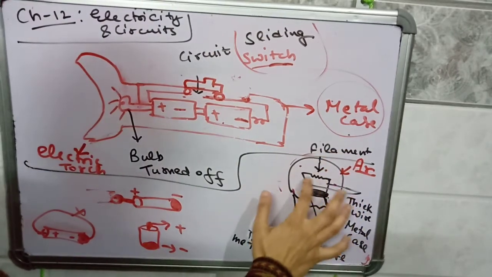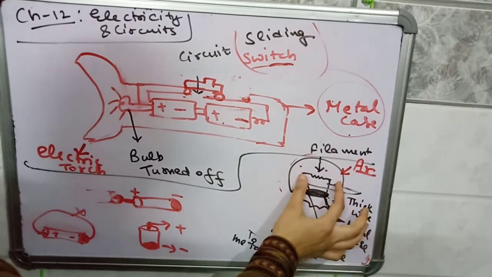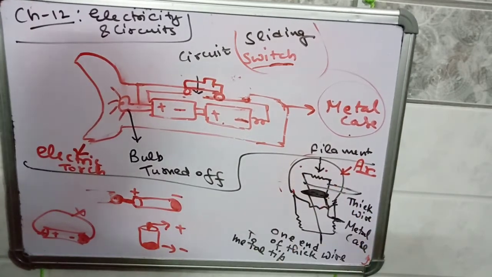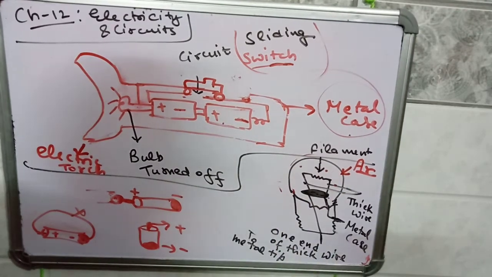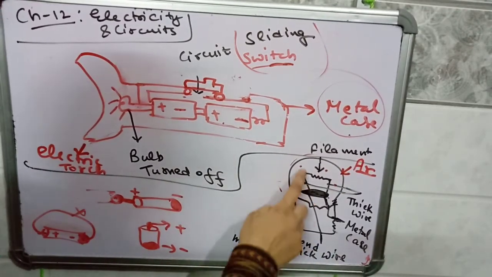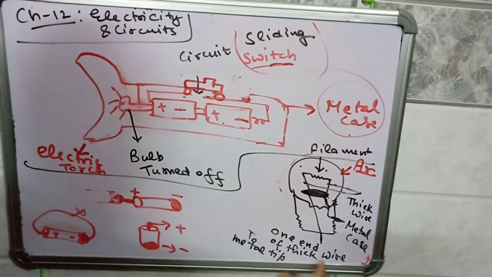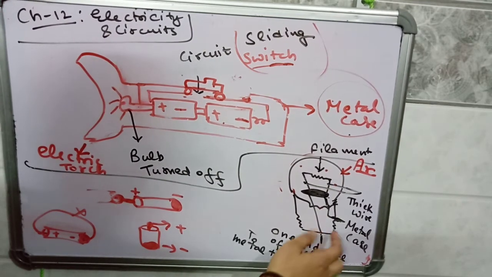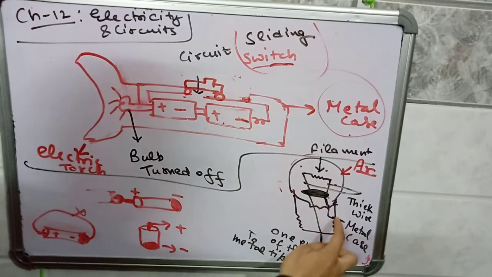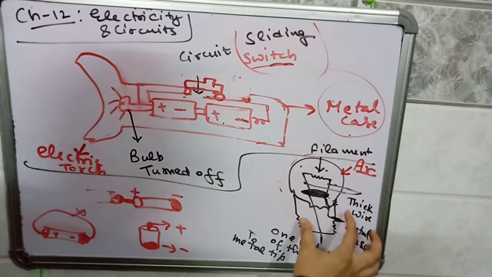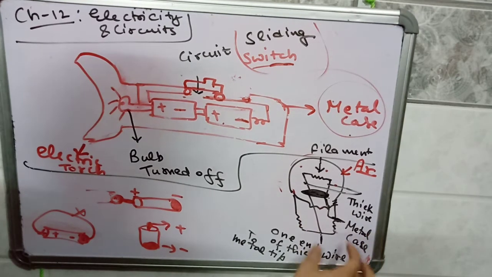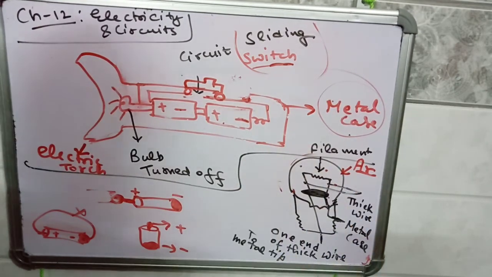This filament is connected to two thick metal wires, so they are connected to the outer circuit. One end of this thick wire is connected to the metal tip. There is a metal tip at the bottom of the bulb, right? And another thick wire is connected to the metal case. So these will be the two terminals by which this bulb is connected to the circuit.